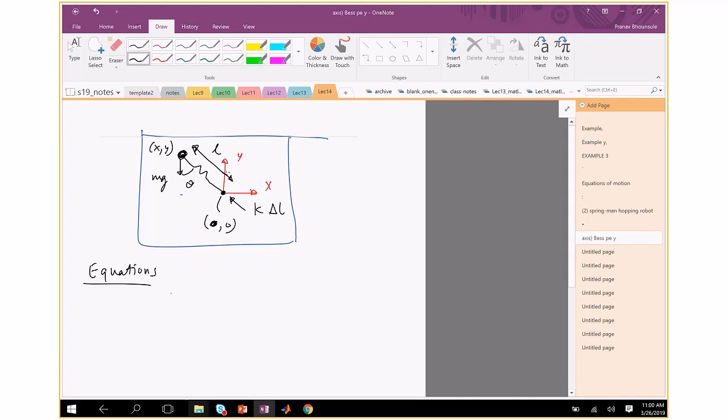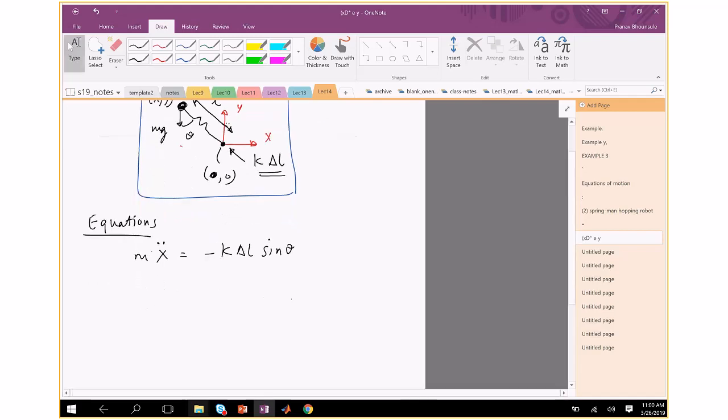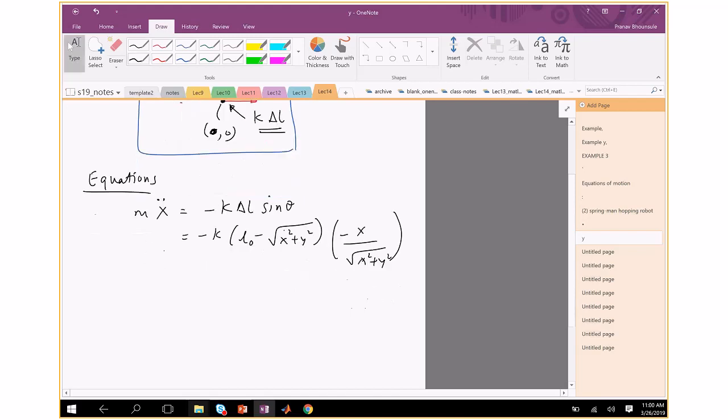Okay, so in the x direction, the only force acting in the x direction is the component of k delta L in the x direction. So x double dot equals minus k delta L, which is L0 minus square root of x square plus y square, times sine theta, which is x divided by square root of x square plus y square. Okay, that's my equation one.